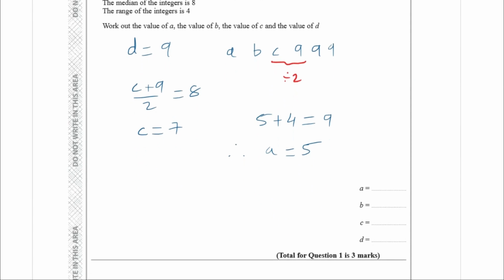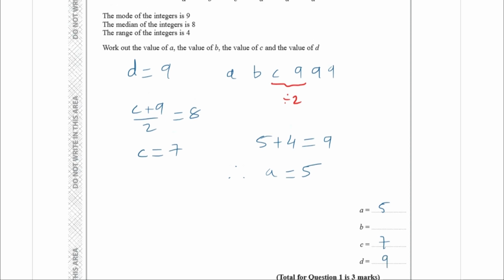This is a nice question to get started. A, B, C, and D, so 5. And the B value, we don't know what the B value is. Well, let's just see what we have here. So the C value is 7, and then the D value is 9. Okay, what about the B value?